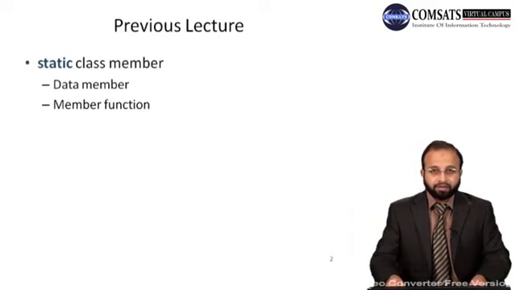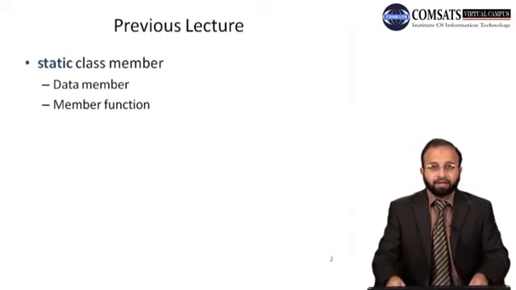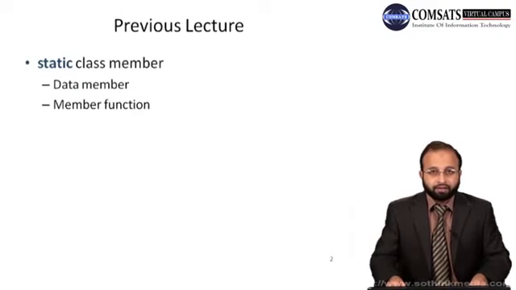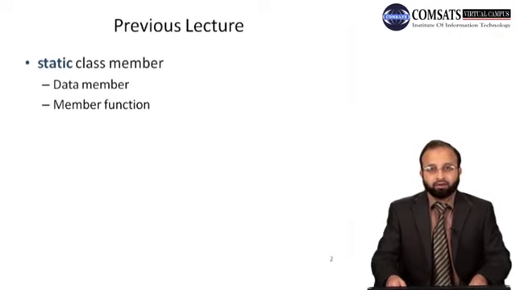So a static data member is like a global to all the objects of that class, and a static member function is a member function that is invoked with the class name, and that can only access the static data member of the class, that shouldn't access the other non-static data member of the class.